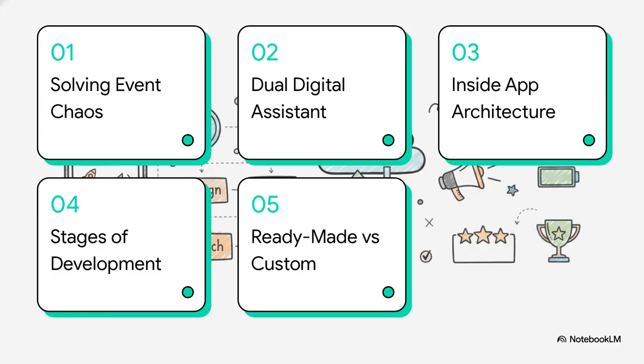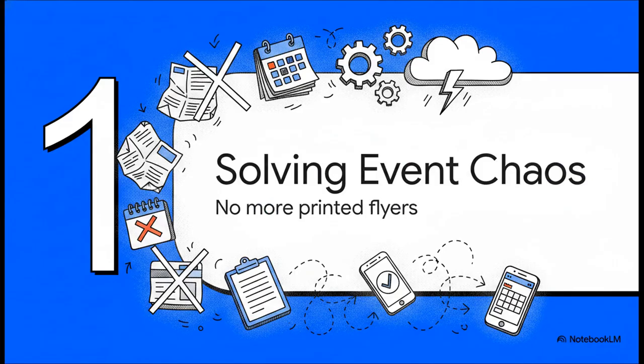So here's our roadmap for today. First, we'll look at solving event organization chaos, then your dual digital assistant, inside the app architecture, the 5 stages of development, and finally, ready-made versus custom apps. Let's get to it. Starting with Section 1, Solving Event Organization Chaos.